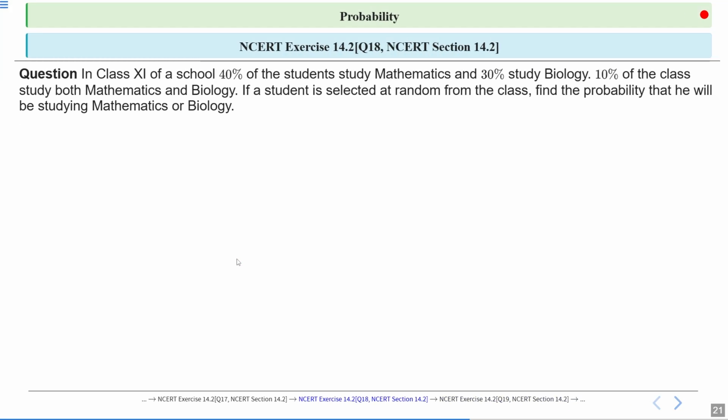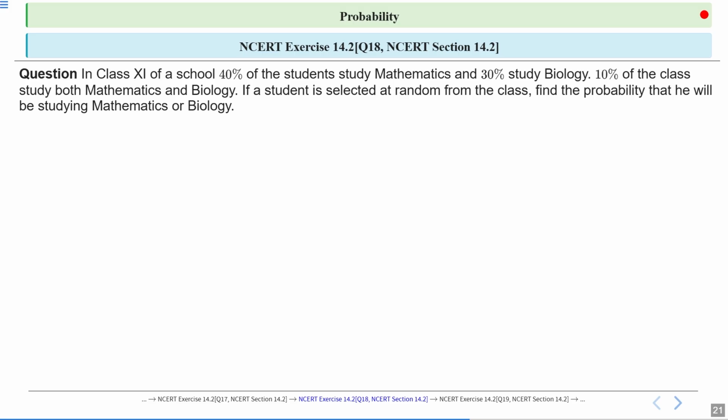So read the question very carefully first. Okay, so in this question we have, in class 11 of a school, 40% of the students study mathematics and 30% study biology, and 10% of the class study both mathematics and biology. So if a student is selected at random from the class, then find the probability that he will be studying mathematics or biology. Okay, so we have given some information.